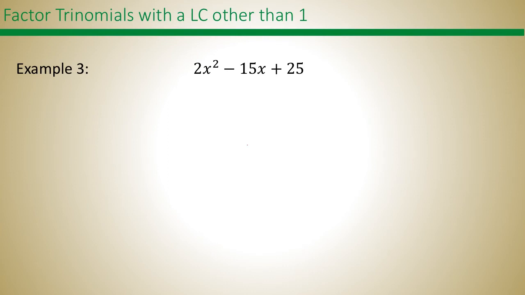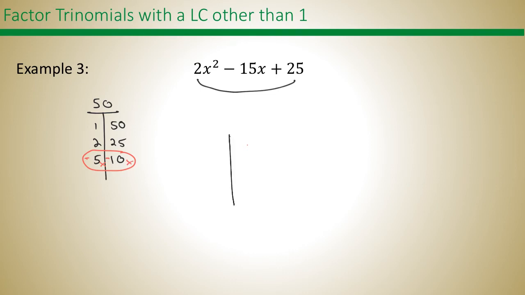Here's another one. So again, we are going to multiply 2 and 25 together because there's not a common factor again. So factors of 50 would be 1 and 50, 2 and 25. 3 does not divide it, 4 does not divide it, 5 and 10. And those are all of the factors of 50, okay? So to make a negative 15, I'm going to have to make this a negative 5 and a negative 10. So that is what we're going to put into the space where negative 15 was.